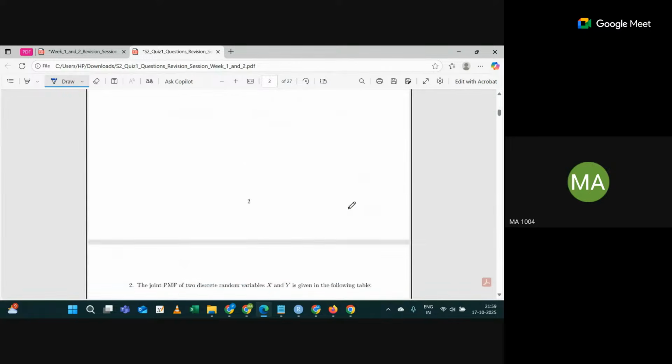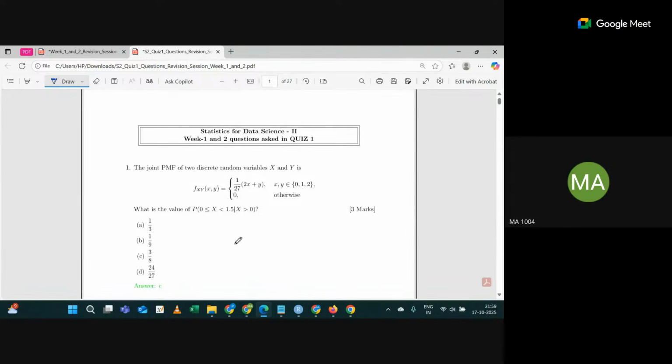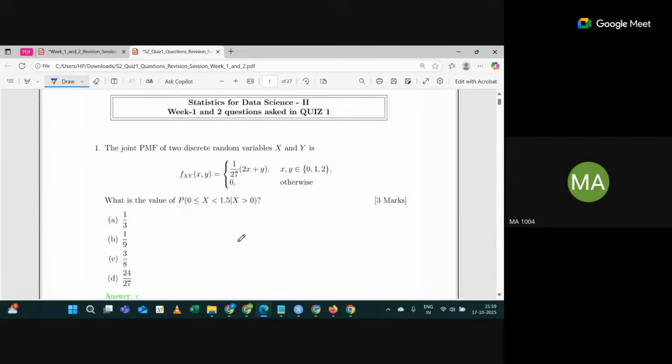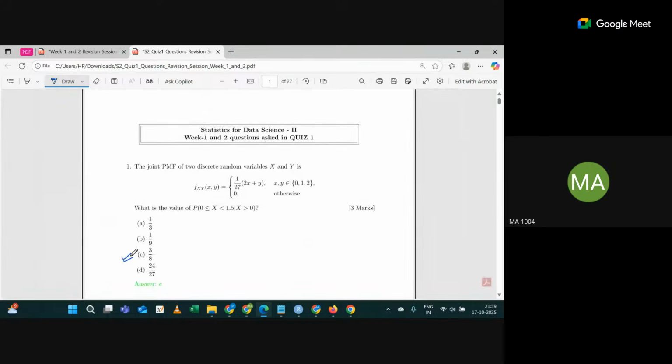All right. So one question, the final question. Just solve this and let me know whether you are getting C as the correct answer or not. C is the correct answer, but just solve it and let me know. Then we can wind up.